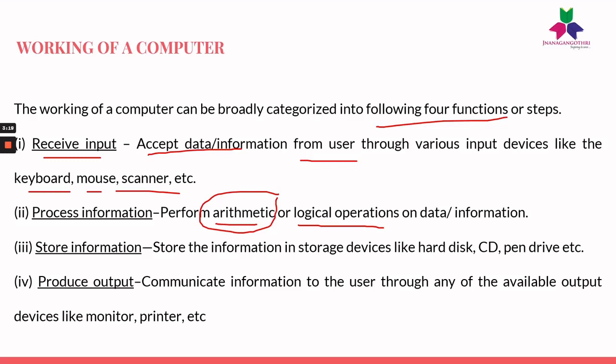The third step is to store information. The result obtained from the previous step needs to be stored in a storage unit. So this step stores the data in storage devices like hard disk, CD, and pen drive for later use. The fourth step is to produce output, which means to display the stored data, to communicate the data that we have got to the user through any of the available output devices like monitor, printer, etc.